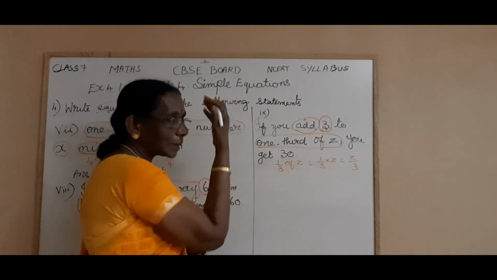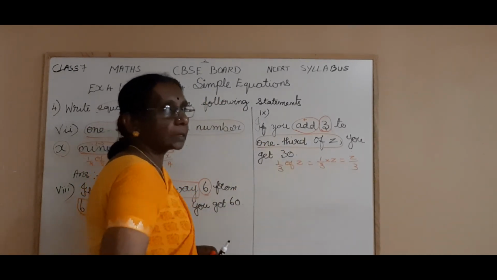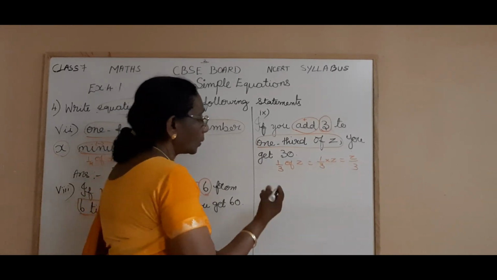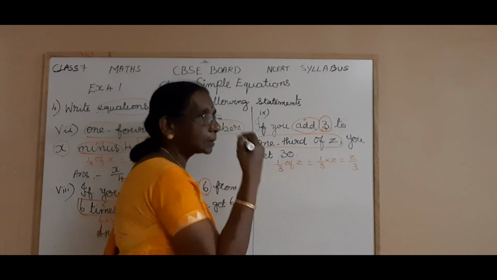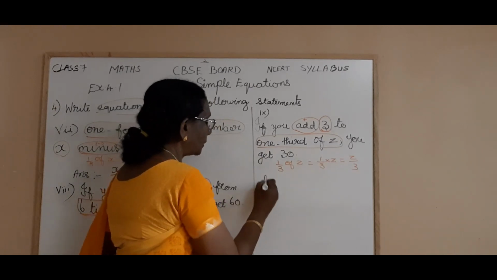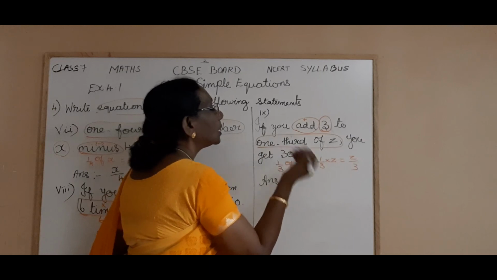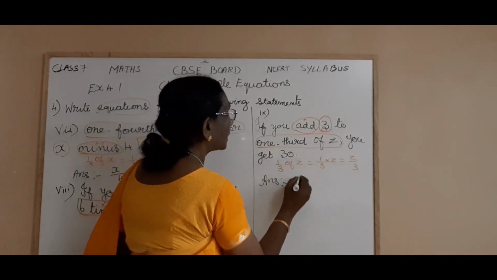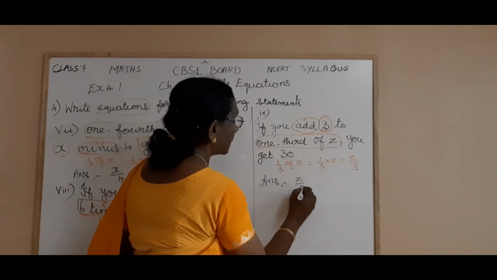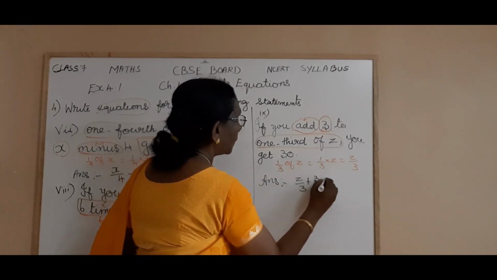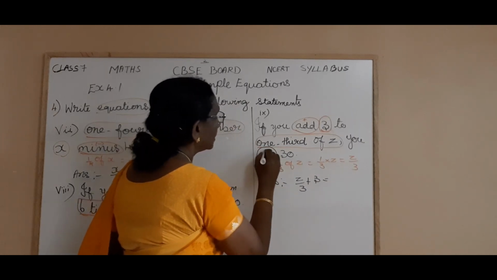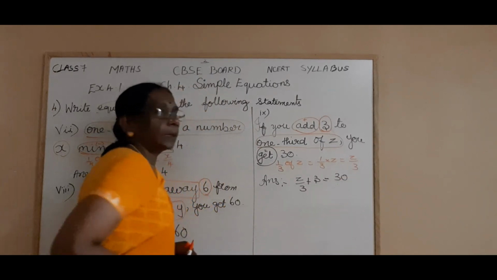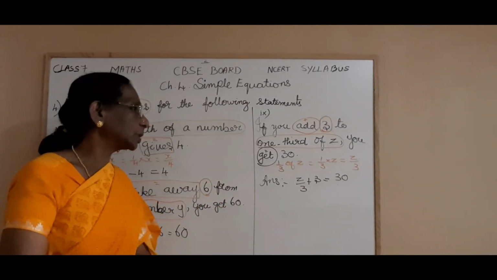Children, without writing this step, if you know 1/3 of z is z by 3, then you can write it off. Okay, no need to write this step. This I am writing for you to understand clearly. So now what is the answer? For addition, you can write in any order. So you are adding 1/3 of a number, that is z by 3 plus 3. What do you get? Equal 30. Is it clear, children? I think you may have understood all these sums.